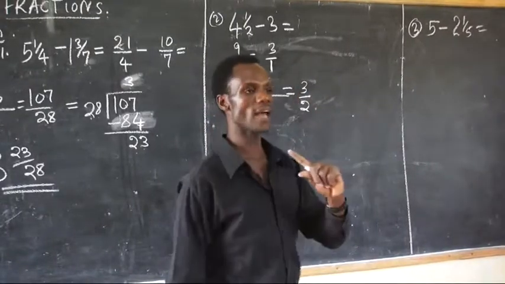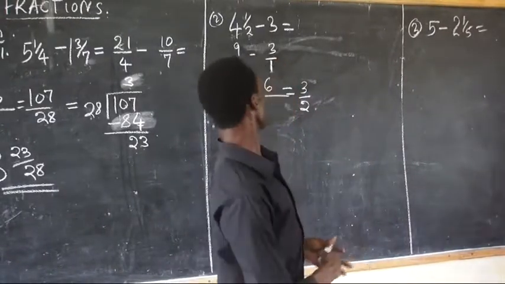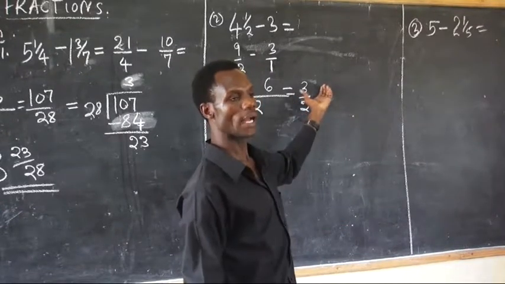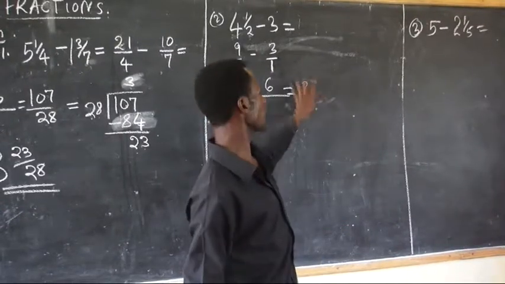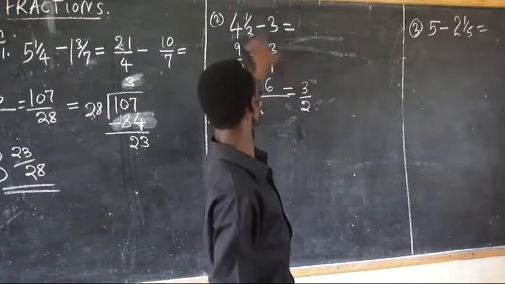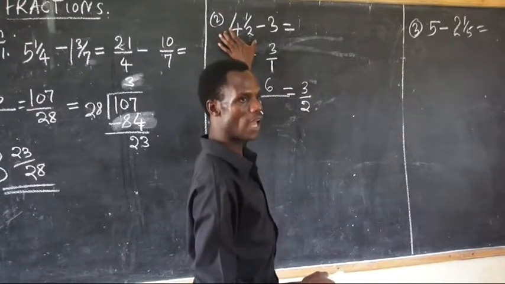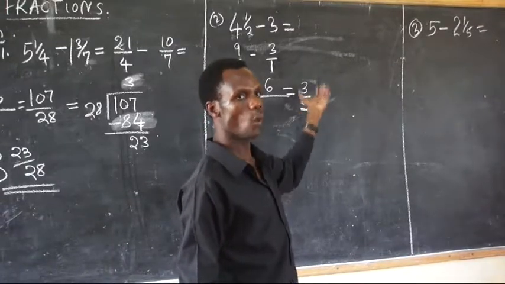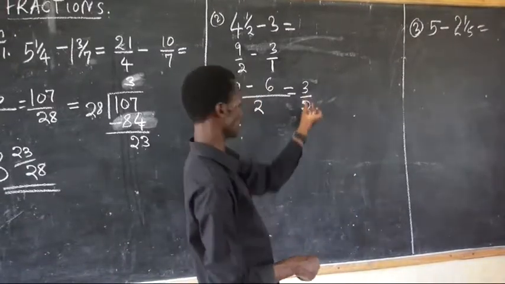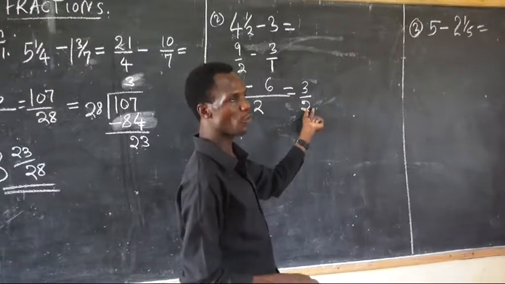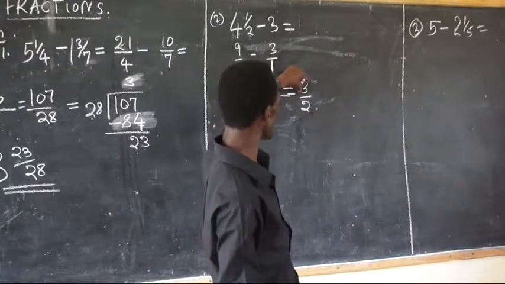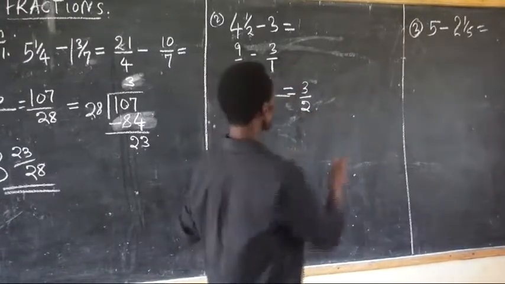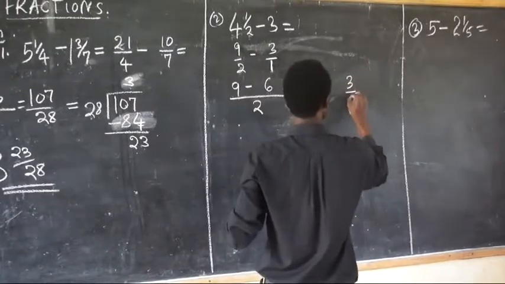We need the correct answer. So what we should do is to convert this one into mixed fraction. This is already an improper fraction, but the question was written in the form of mixed fraction, and we need this answer in terms of mixed fraction. So what we should do, we convert this one into mixed fraction. How do we convert it? You take the numerator divided by the denominator. That is to say, you take 3 divided by 2.